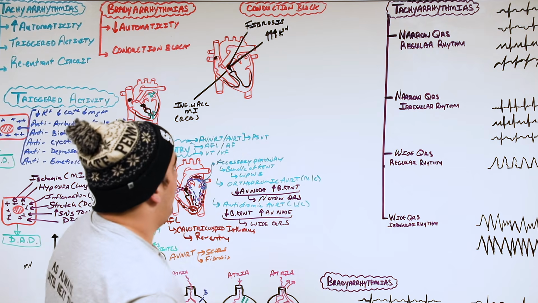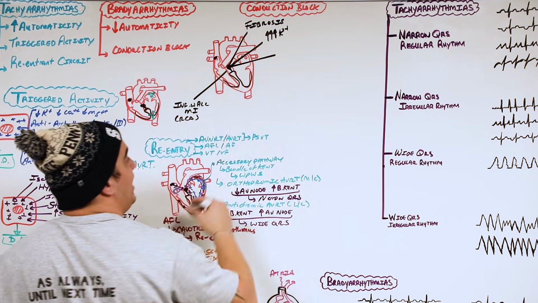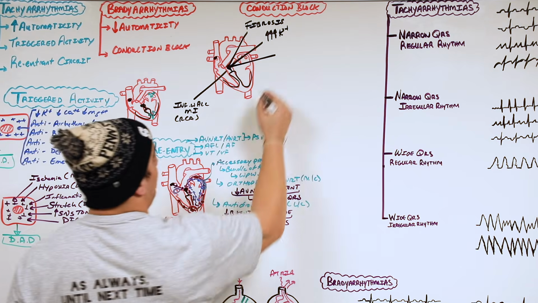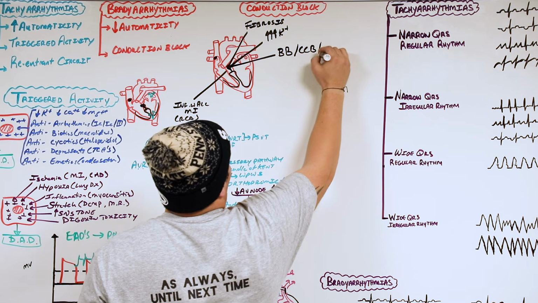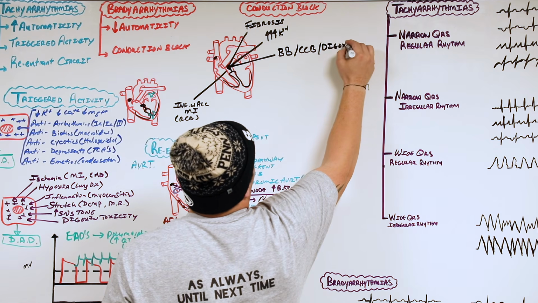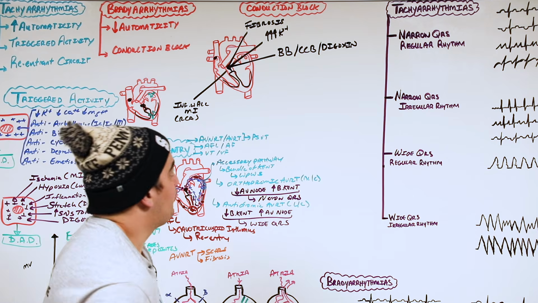The next thing that you have to be thinking about is drugs. What if I give drugs that really just shut down or block the conduction through the AV node? What if I give things like beta blockers? Or what if I give things like calcium channel blockers? Or what if I give things like digoxin? These are all drugs that can really shut that down as well, okay?